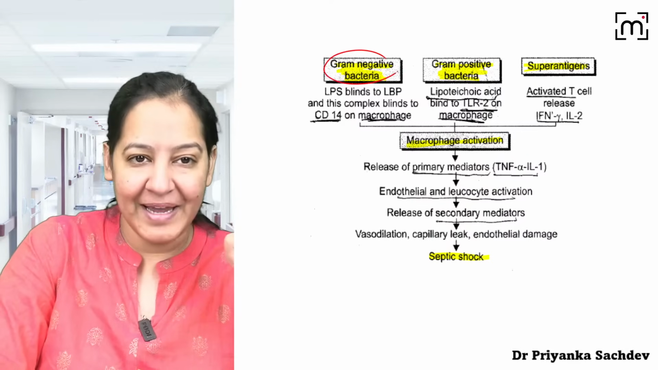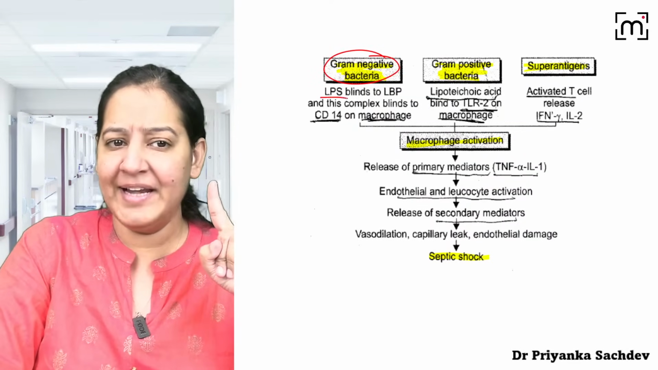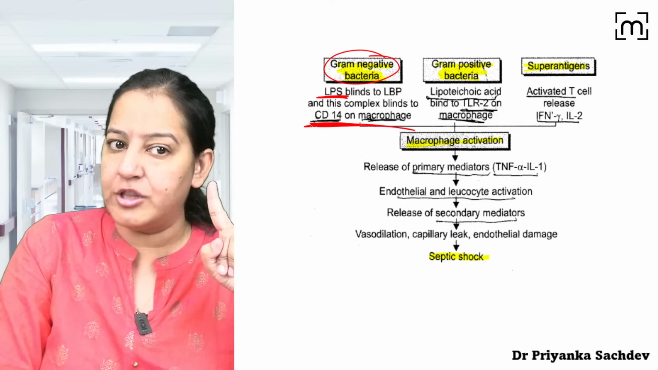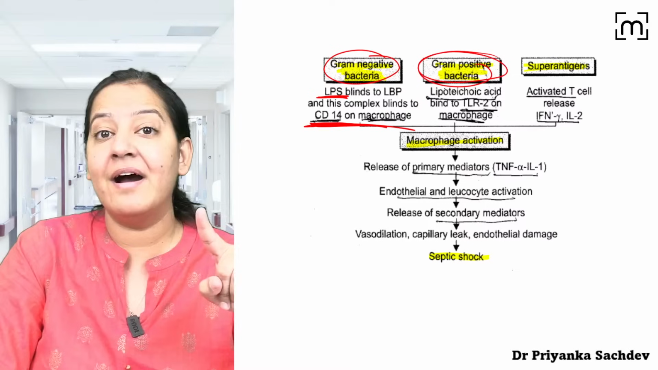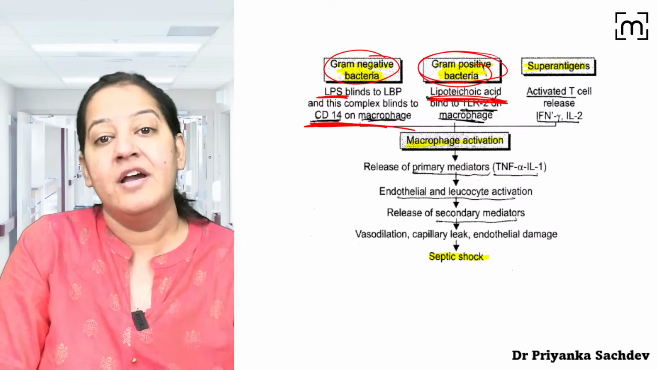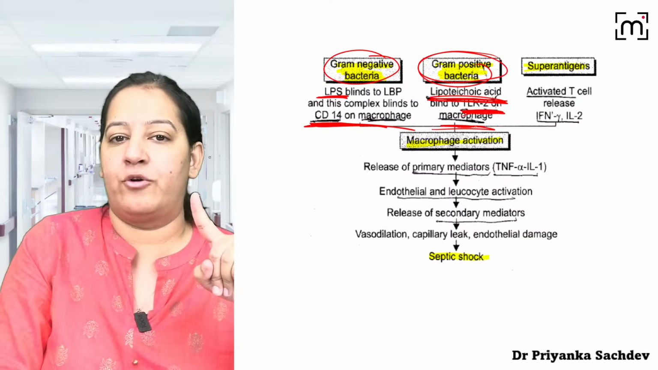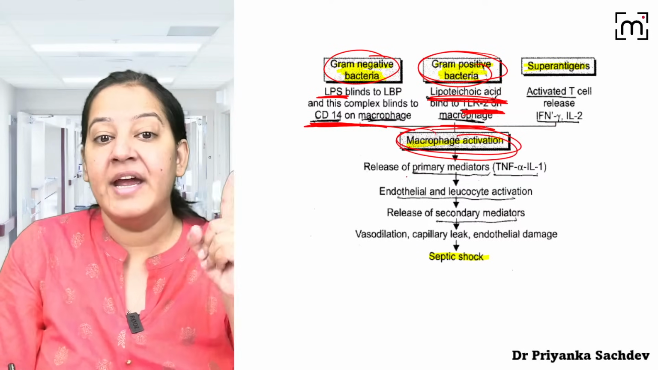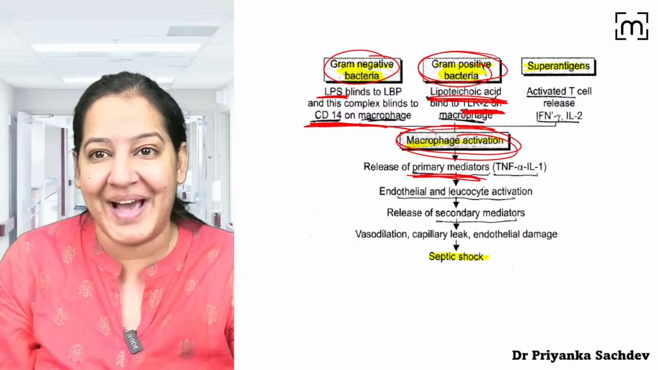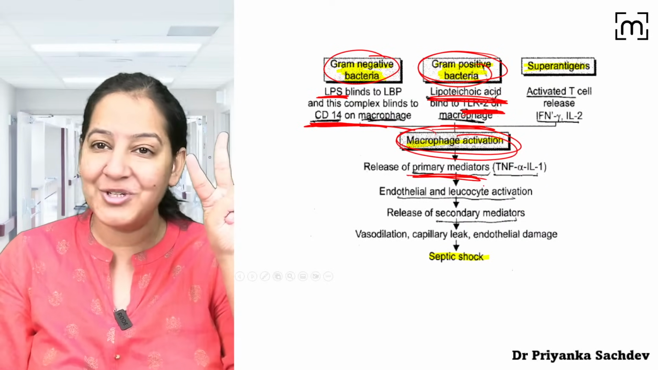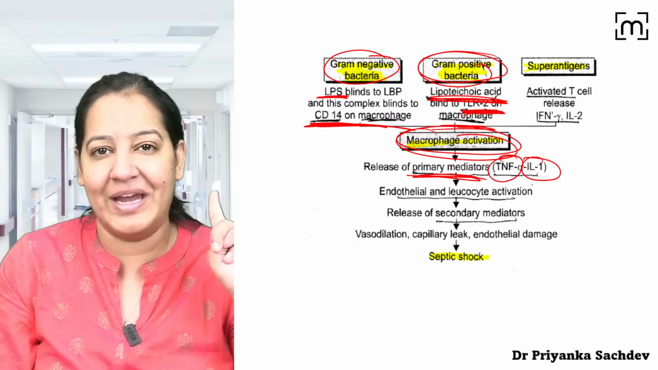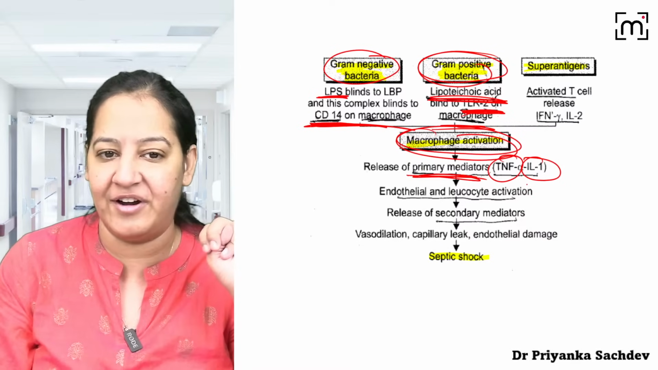So see, gram-negative bacteria secrete lipopolysaccharide, which binds to CD14 on the macrophage. Gram-positive bacteria secrete lipoteichoic acid, which binds to IL-R2 on the macrophage. Ultimately, the macrophage is activated. Once the macrophage is activated, it secretes mediators, the cytokines. What are the two cytokines? It's TNF-alpha and IL-1, interleukin-1, and TNF-alpha, tumor necrosis factor alpha.